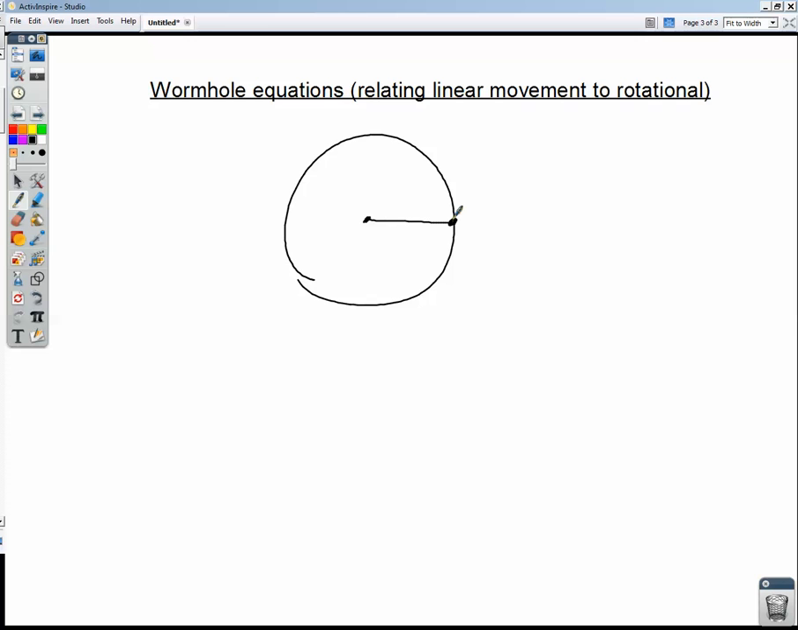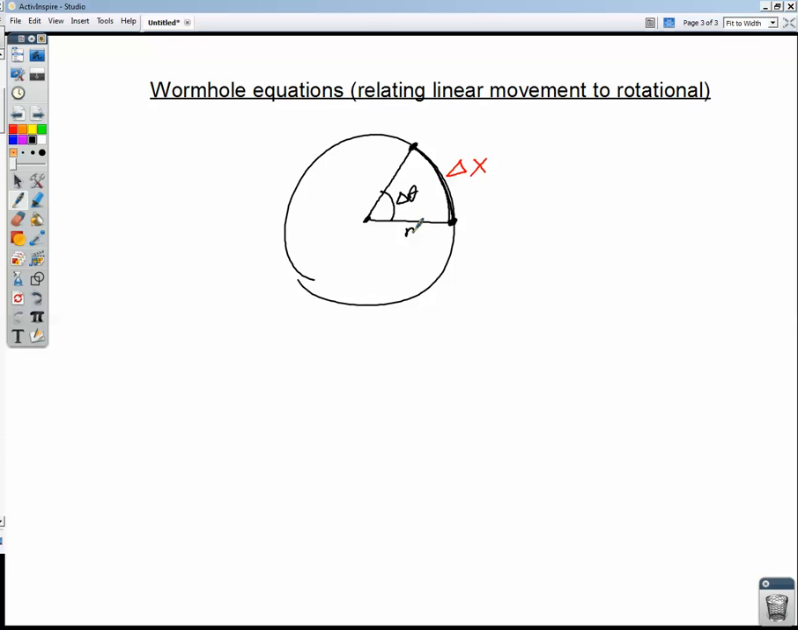Okay, so let's say we start out at theta naught equal to 0 radians, and we come up here and we're at some displacement, delta theta, theta final minus theta initial. So if we look at the path that this little object travels along the rim of this bike wheel, then we have a delta x here. And we also have a radius of this wheel from the center out to the rim.